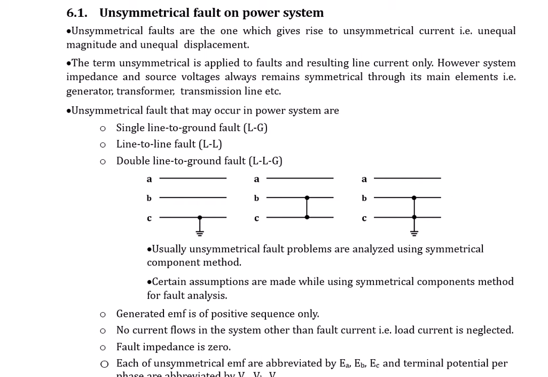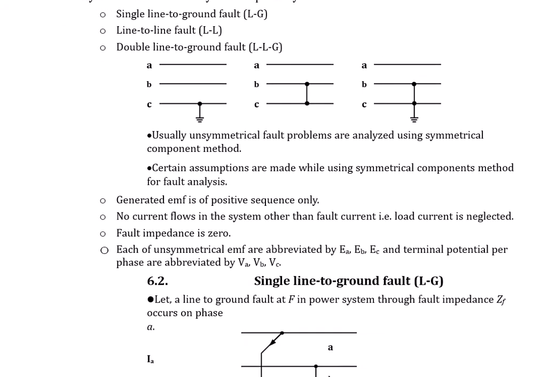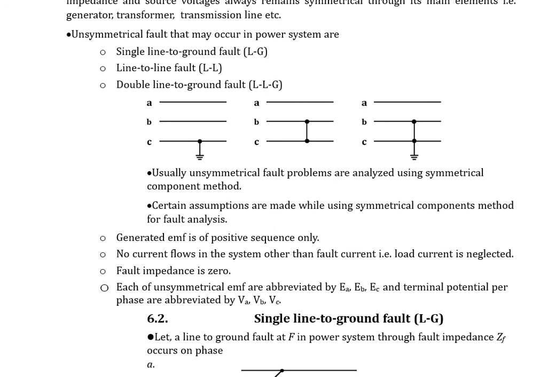So what is unsymmetrical here? Here, the line current is unsymmetrical. The system impedance and source voltage always remain symmetrical through its main elements, generator, transformer, and transmission line. Now, what are the types of unsymmetrical faults in a power system? First is the LG fault, single line to ground fault, then the double L fault, line to line fault, then the double LG, double line to ground fault.